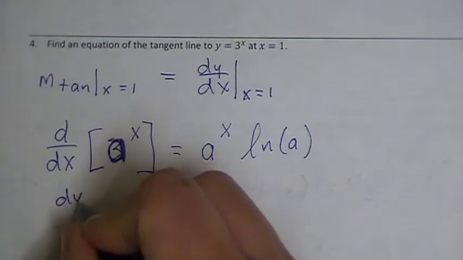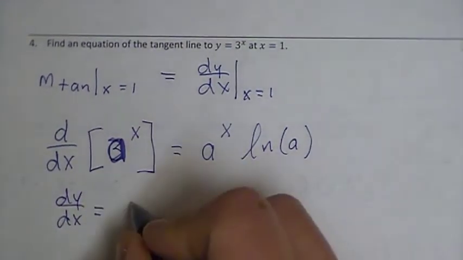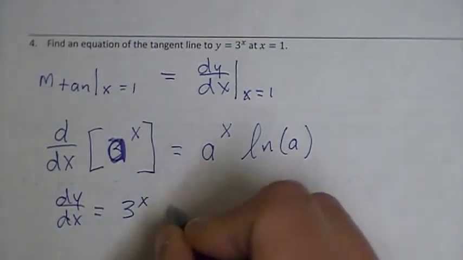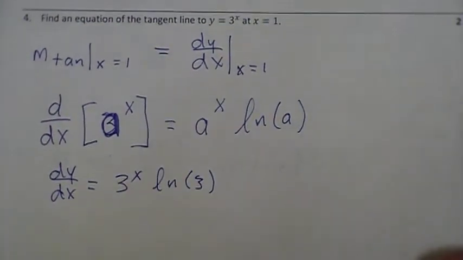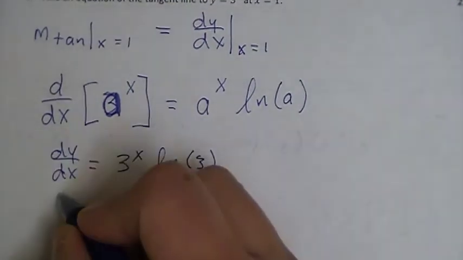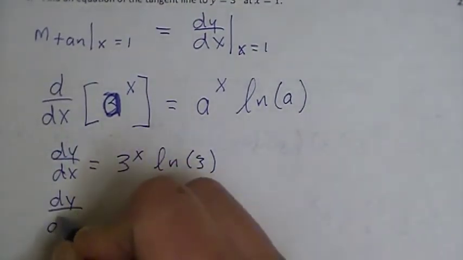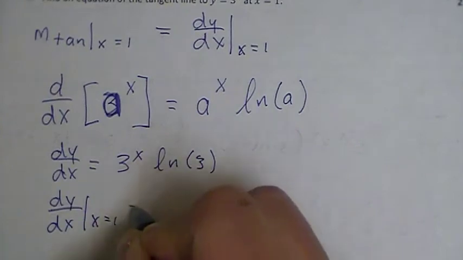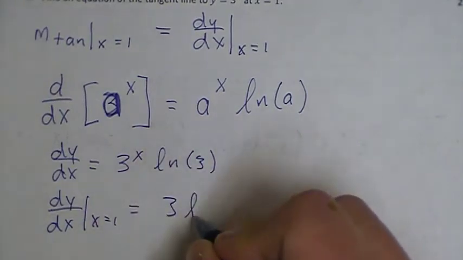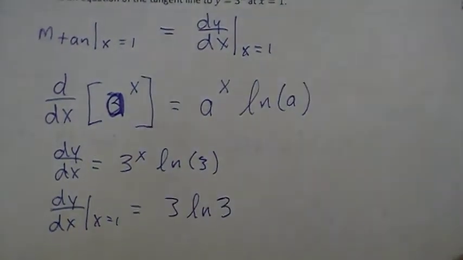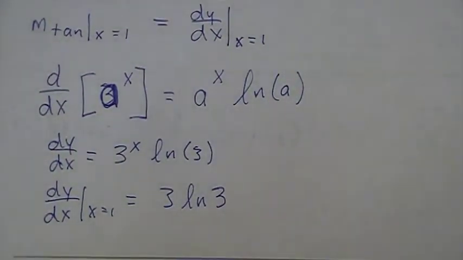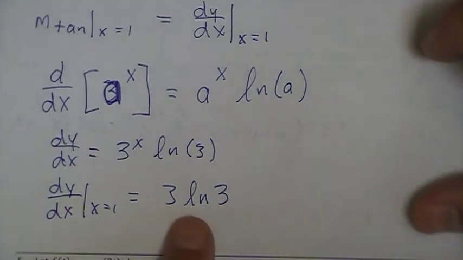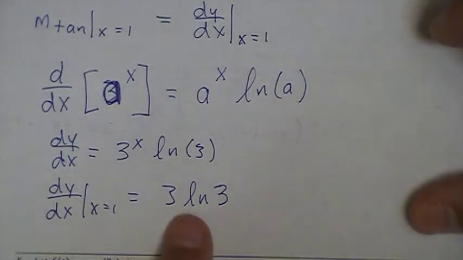So our derivative dy dx is going to be equal to 3 to the x times the natural log of 3. We want dy dx evaluated at 1 so that we can have the slope of the tangent line at x equals 1. So evaluating this at 1 is going to leave us with 3 to the first, which is just 3, times the natural log of 3. Now I don't know what the value of that is. The calculator could estimate that for you. Let's just leave it in this exact form as an irrational value. So I'm just going to leave my slope like this, kind of an ugly slope, but it's still a number.